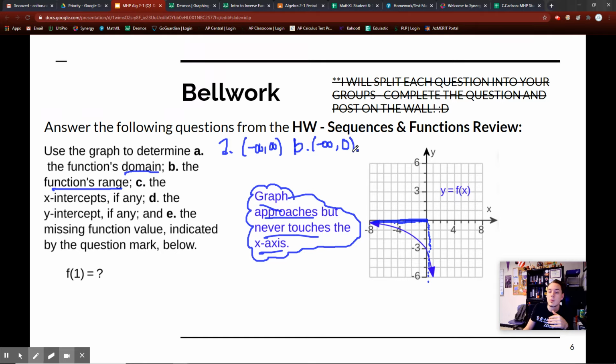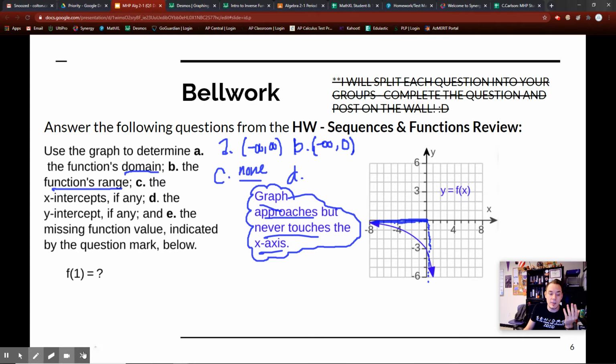I hope you're saying we're going to use parentheses. So that's what my domain and range interval notation looks like. Let's go to C. Are there any x-intercepts? Well, if it never touches the x-axis, are there any x-intercepts? No, there's not.